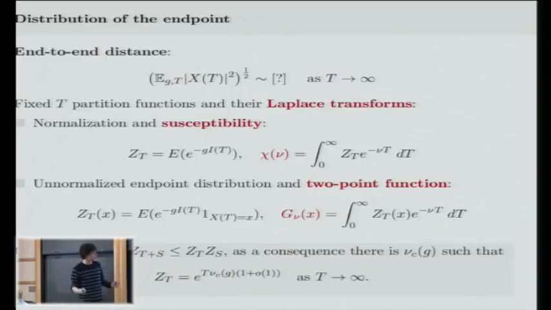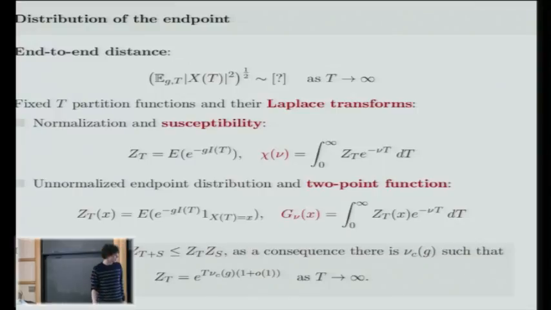And it turns out that it's useful in this case to take Laplace transform in this time or length parameter t. These Laplace transforms are known as the susceptibility and the two-point function. Now, if you want to learn something from these Laplace transforms about the asymptotic behavior of the original sequences, then you need to understand how the Laplace transforms behave in the vicinity of their radius of convergence. The existence of a radius of convergence is more or less a triviality in this case, at least for the susceptibility.